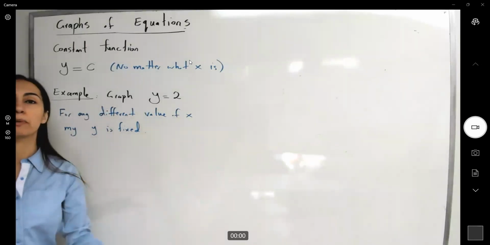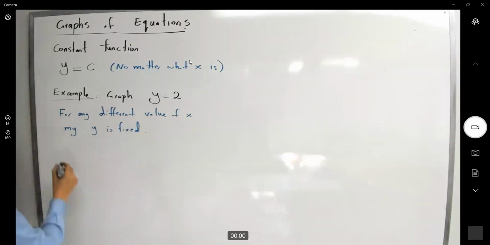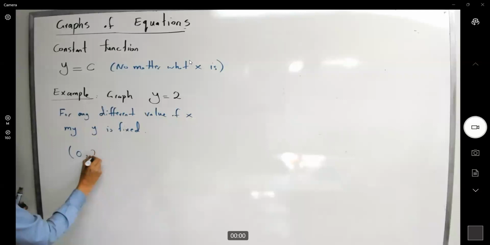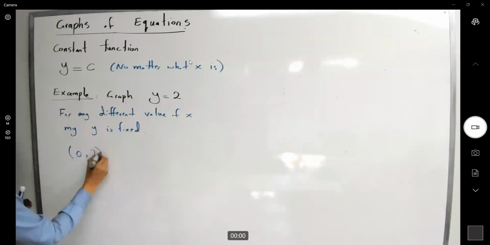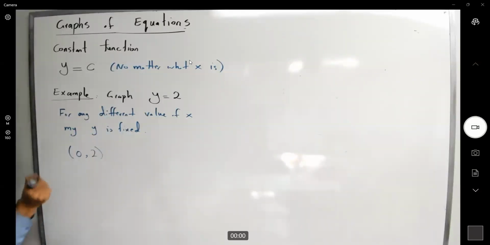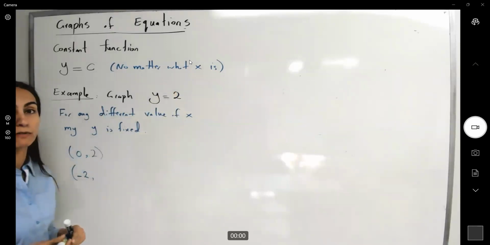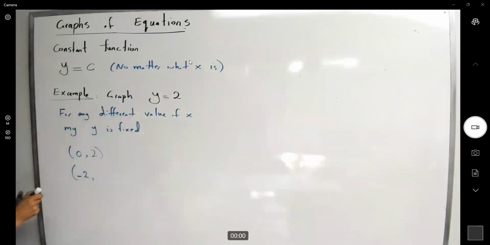So take random x values, like 0. If my x is 0, my y is 2. What if I randomly select x to be -2? If my x is -2, it says your y value is fixed. It is equal to 2. So you're going to just copy down 2 for your y. You have 2 points. 2 points are enough. So let us graph this.